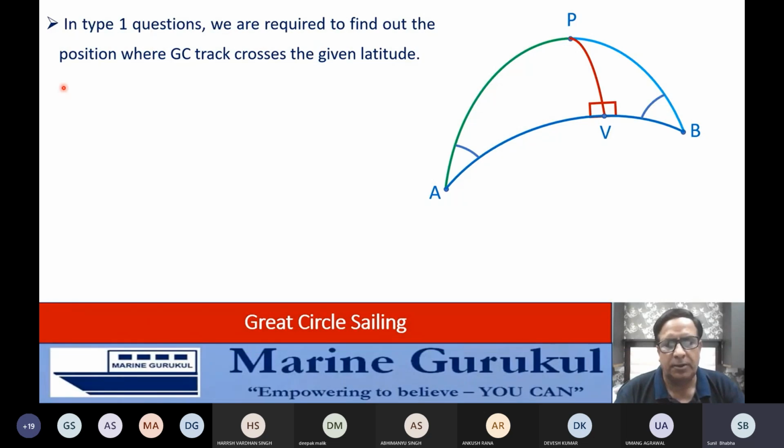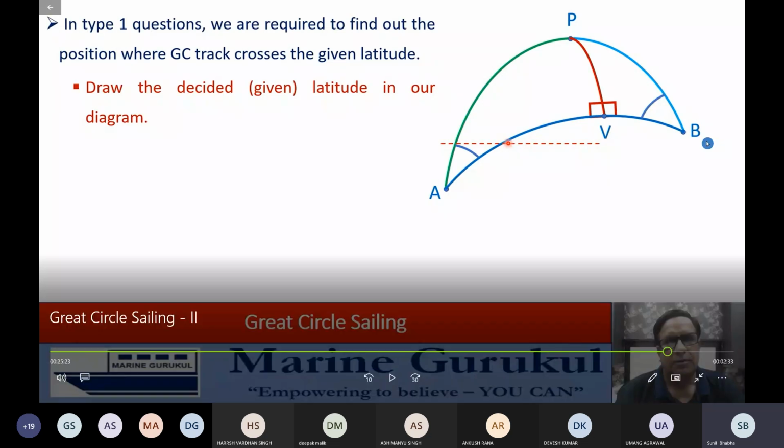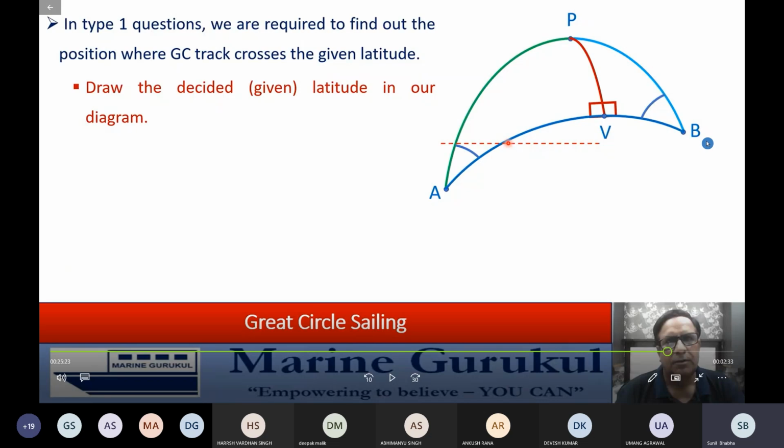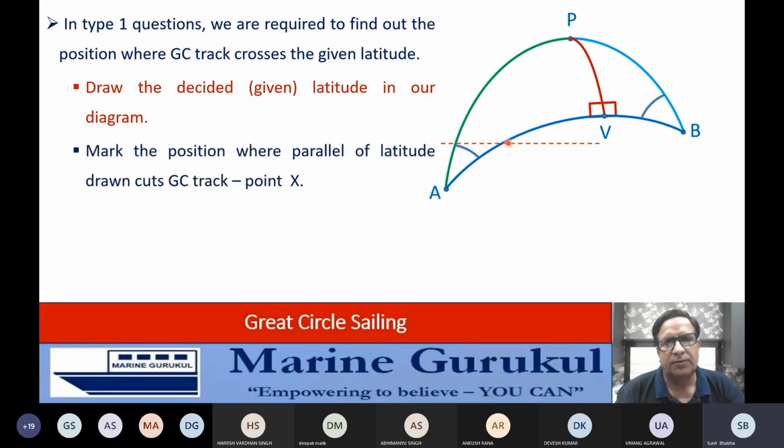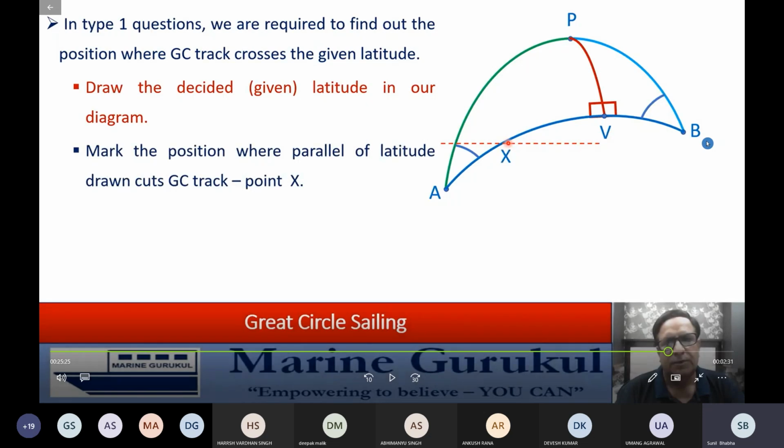We can just draw the parallel of latitude that we have decided upon. Wherever this parallel of latitude crosses our GC track, this is the waypoint that we are interested in. So beta, this dotted line which you see is the latitude which is given to us, and we need to find out the place where the great circle track crosses this particular parallel. This position you can call X. Let's mark it with X. Now can you tell me beta, what will be the latitude of X?